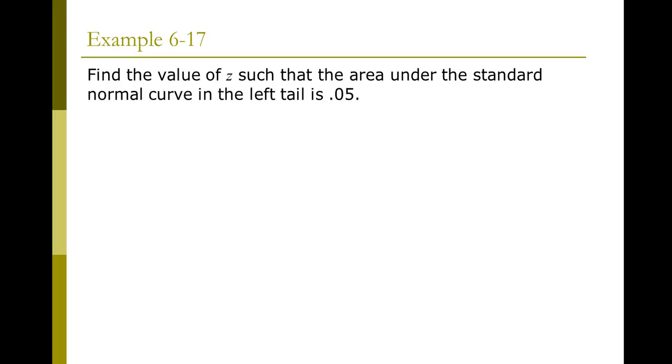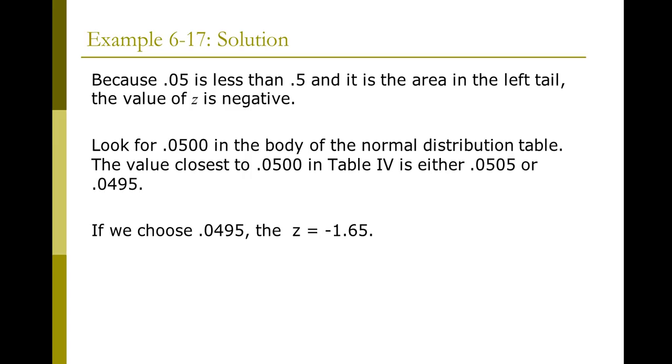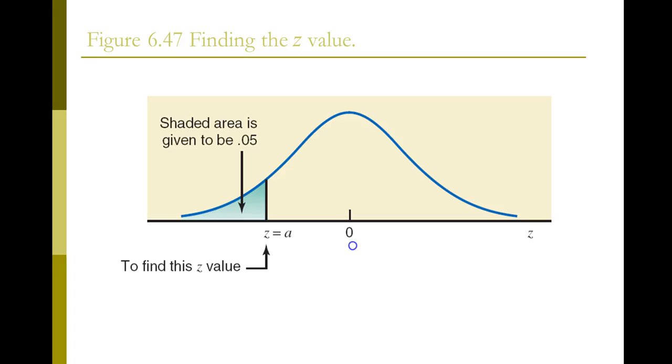Okay, and again, same kind of thing, so that the area in the left tail is 0.05. So the value closest to 0.05 is either this one or this one. If we choose this one, z is minus 1.65. You can check this in the table.